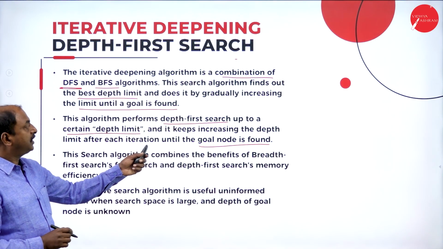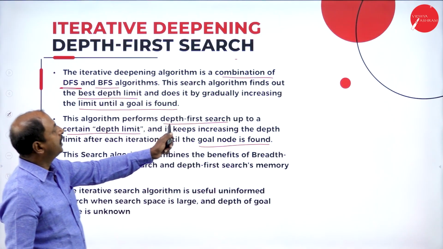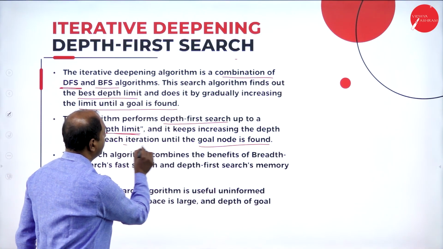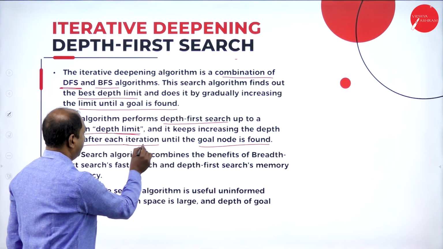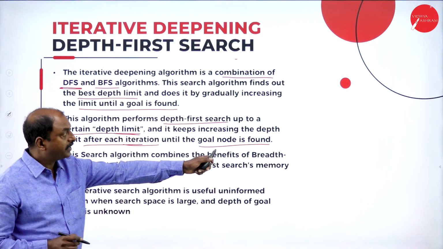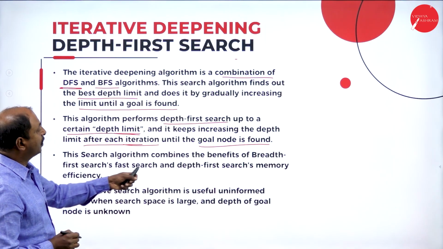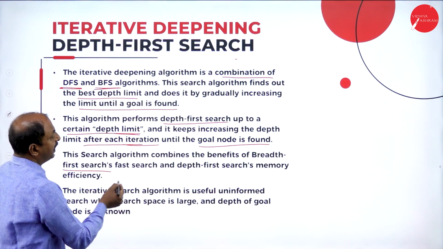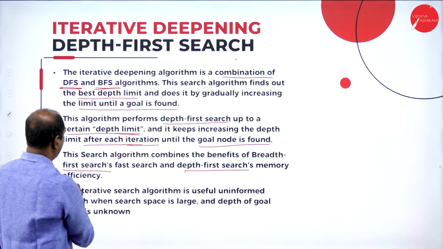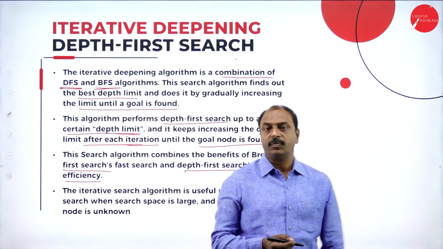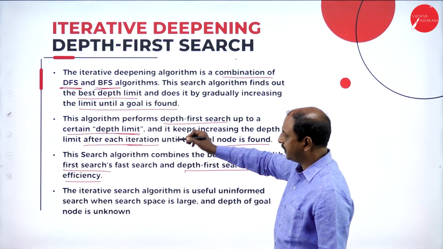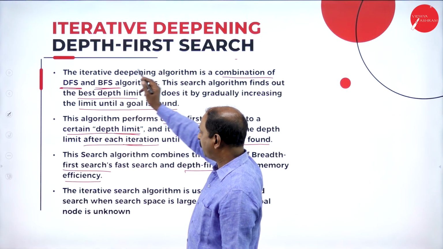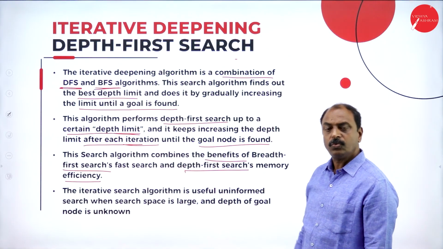It first performs DFS up to a certain limit, then if the goal node is not found, it increases the limit. Next, this algorithm combines the benefits of breadth first search and depth first search. So it considers the best benefits of DFS and the benefits of BFS, and works based on that.